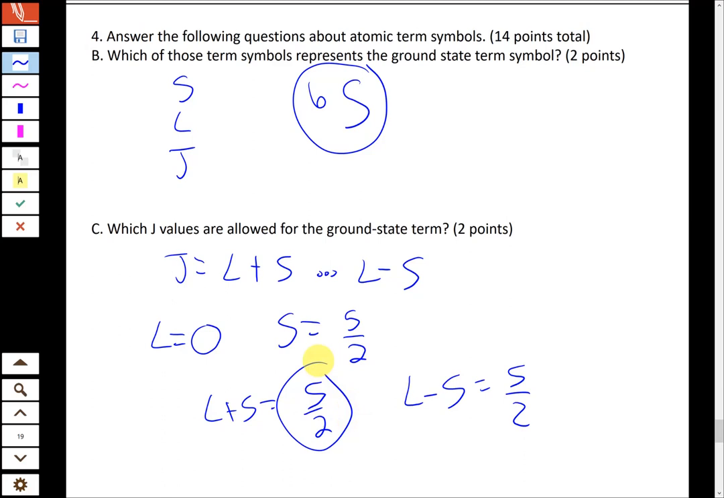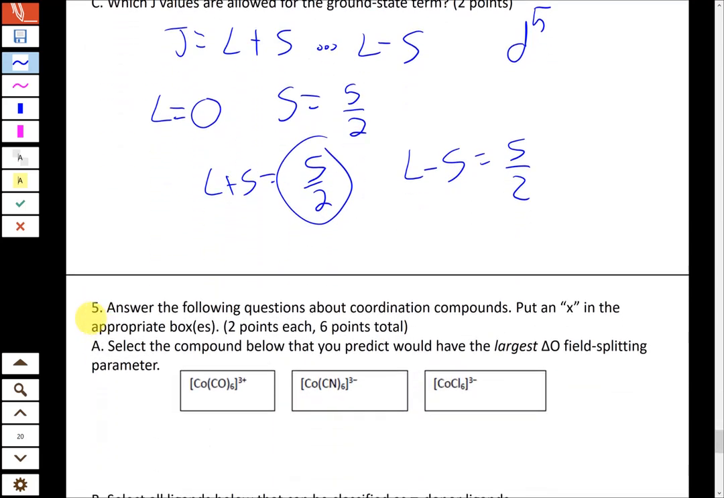All right, so in this case, there's only one J value. That's going to be true anytime there's a half-filled set of orbitals. So this is, again, d5, as we're talking about, half-filled. It's not that a half-filled subshell has no J values. It's just that it only has one allowed J value. So that's always going to be the ground state anyway.